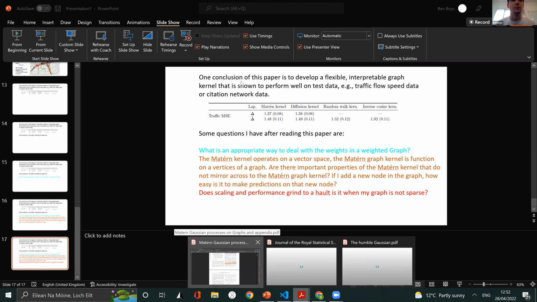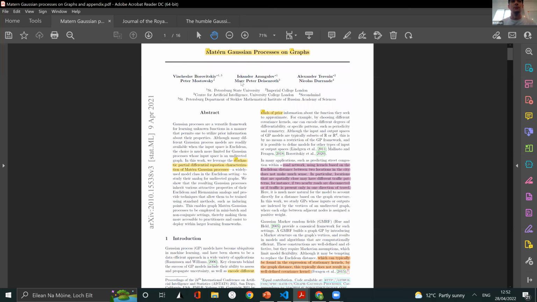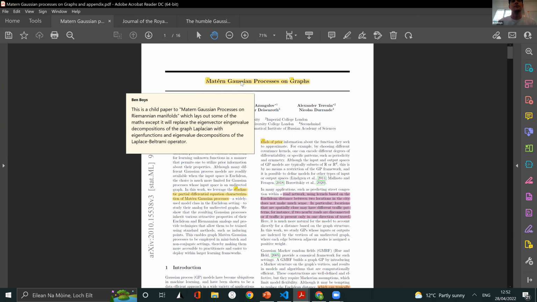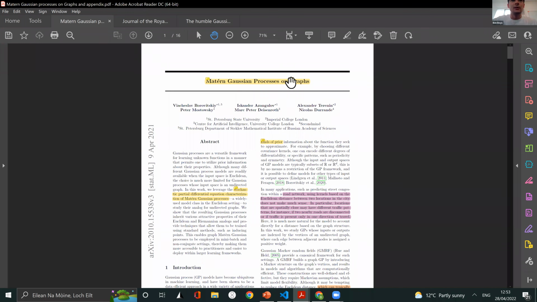So this is a child paper to Matern Gaussian processes on Riemannian manifolds. A Riemannian manifold is, for example, like a sphere, something that's not like Euclidean space X, Y, Z, but like a curved surface. And it lays out some of the maths, except it replaces eigenvector and eigenvalue decompositions of the graph Laplacian with eigenfunctions and eigenvalue decompositions of some graphs. They are defined with vertices and edges, and those edges have weights. So completely defined through a weighted adjacency matrix, if you know what that is.